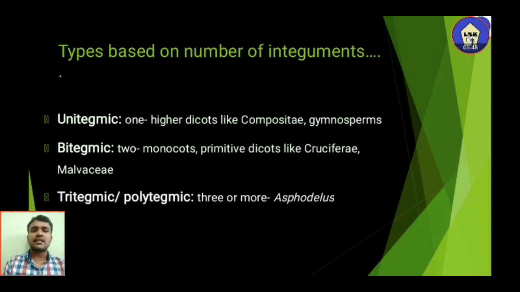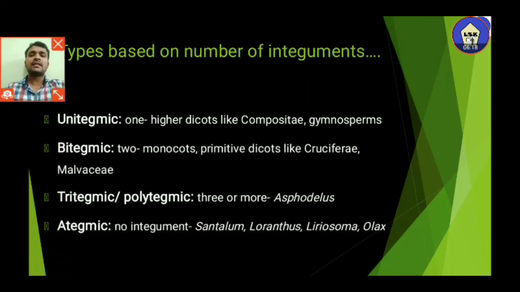The next one is tritegmic. What is meant by tritegmic? It is also called polytegmic, more than two. Three or more: if it consists of exactly three, then it is called tritegmic. If it consists of more than that, then the ovule is called polytegmic. Most commonly this type of ovule is produced by plants such as asphodelus. Asphodelus is a plant that produces tritegmic, polytegmic ovules.